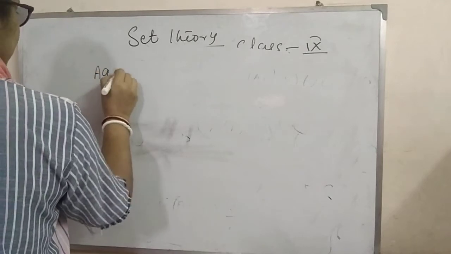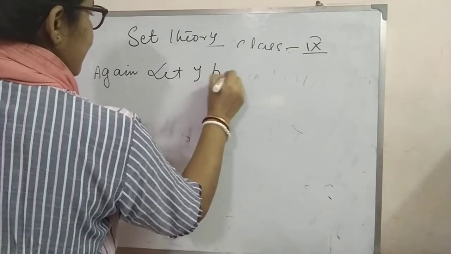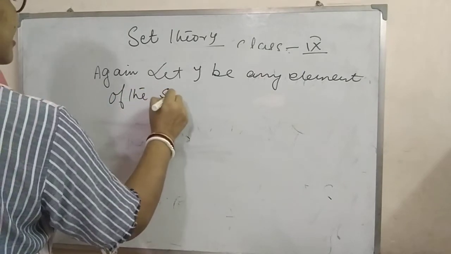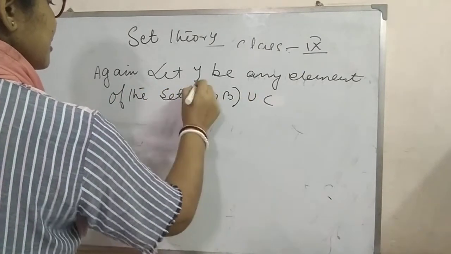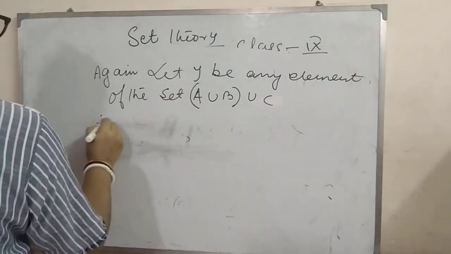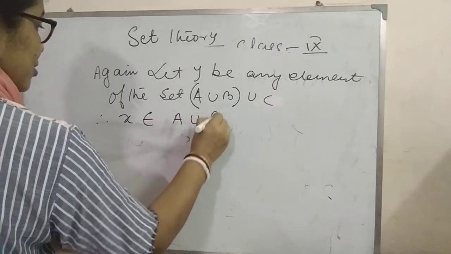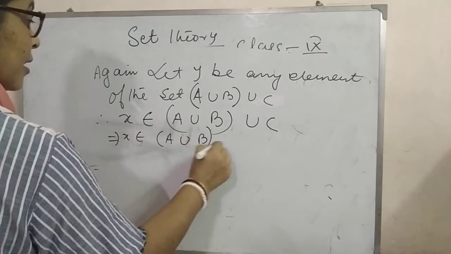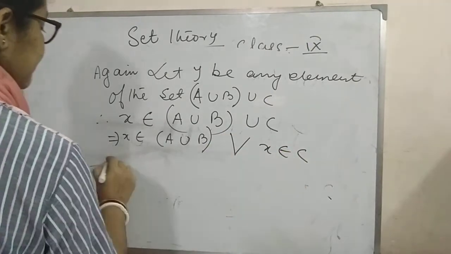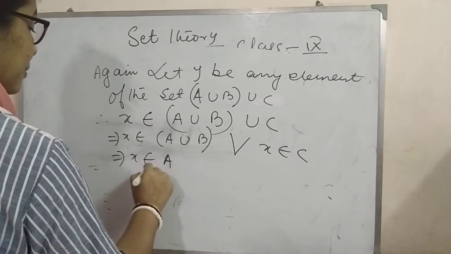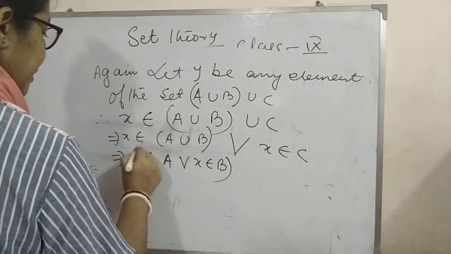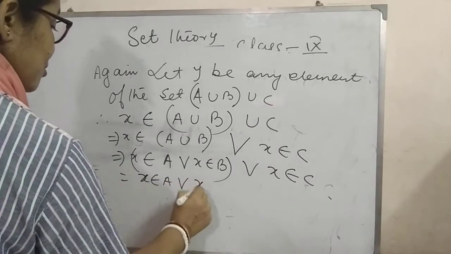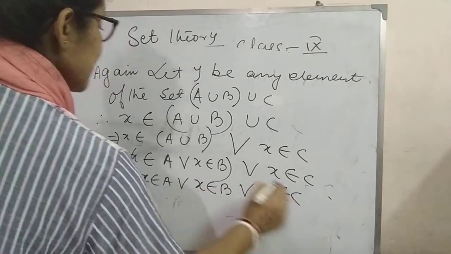For that, again let y be any element of the set (A union B) union C. That is, I can write it in this way: y belongs to A union B or y belongs to C. y belongs to A union B, that means y belongs to A or y belongs to B.